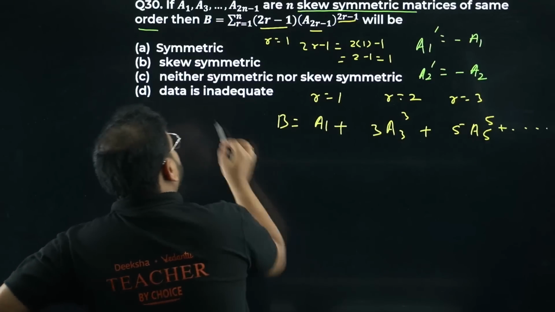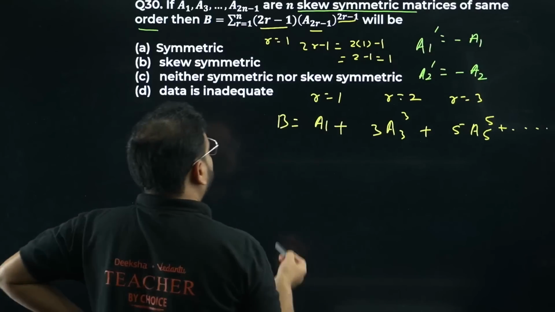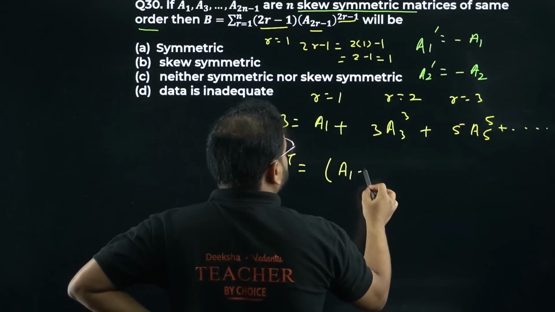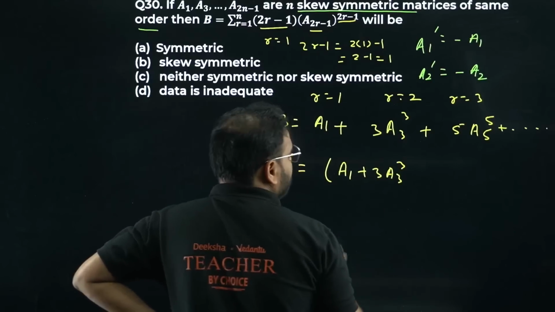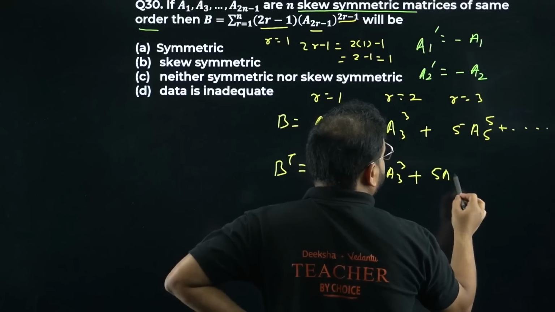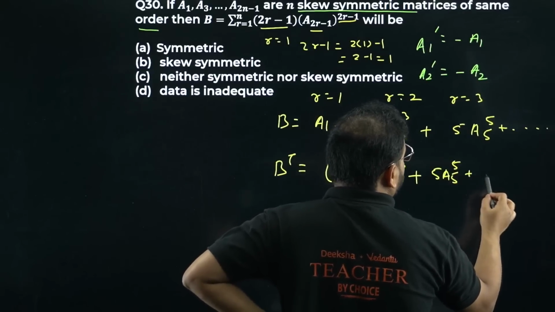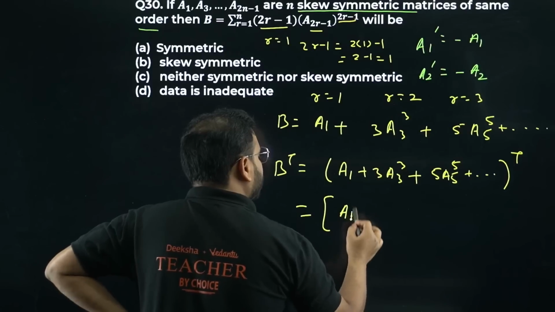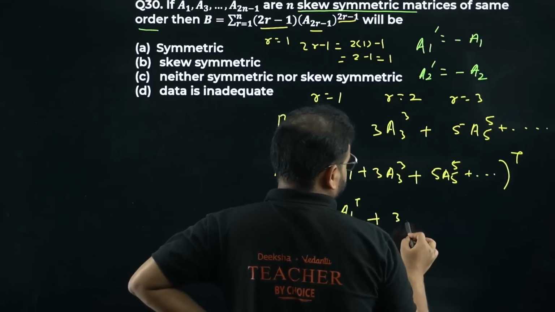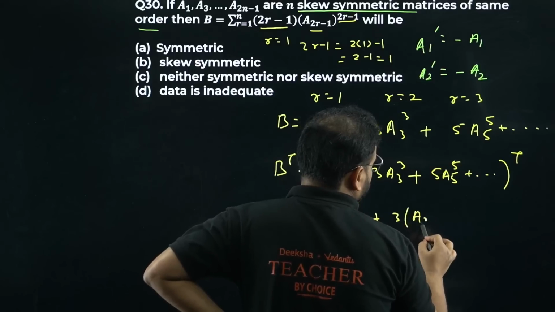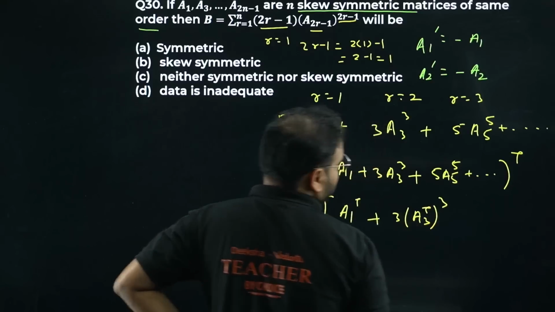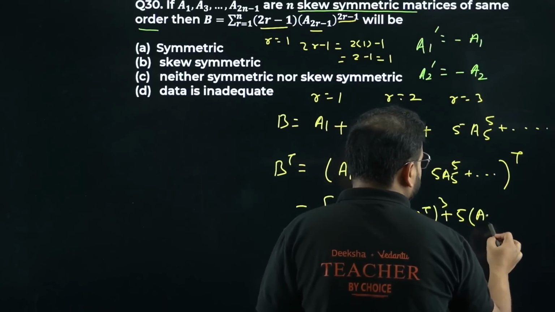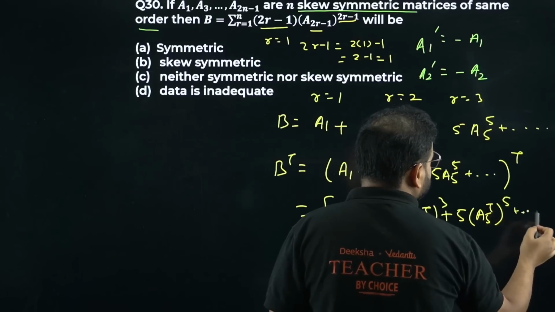Now we're looking for symmetric or skew symmetric. What we can do is simply take the transpose. So B transpose we will take. It will become, have a look, A1 plus 3A3 power 3 plus 5A5 power 5. The whole thing to the power transpose is coming, right? Please check. I'm getting individual transpose. So A1 transpose plus 3, A3 transpose power 3. I can write the transpose first and then the cube will come. Same way, 5 A5 transpose power 5 and so on.